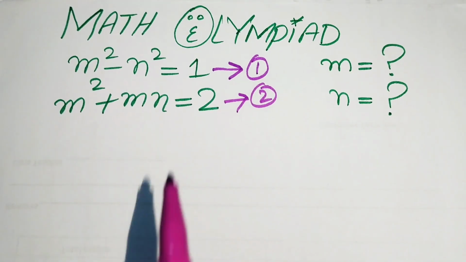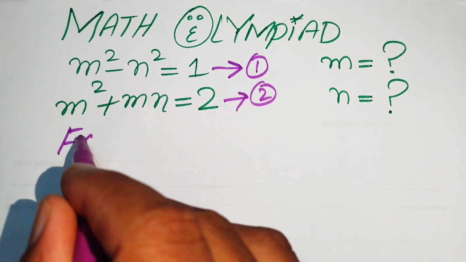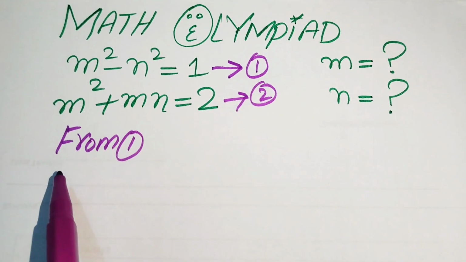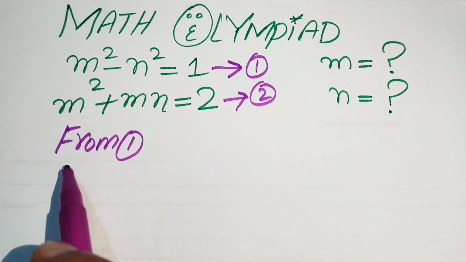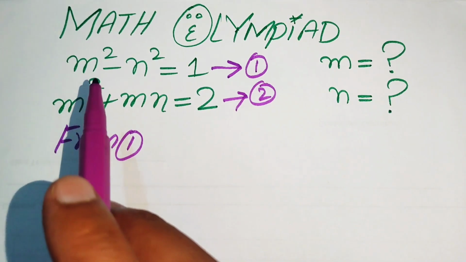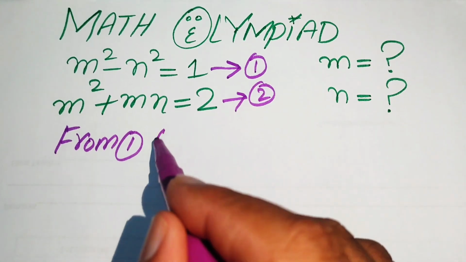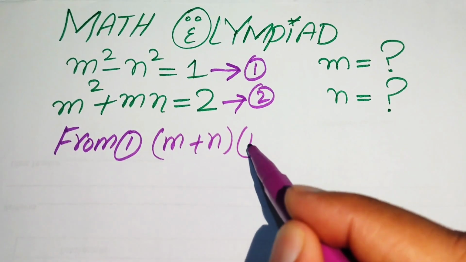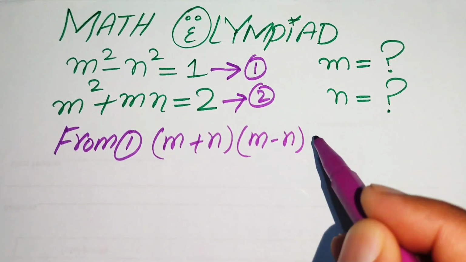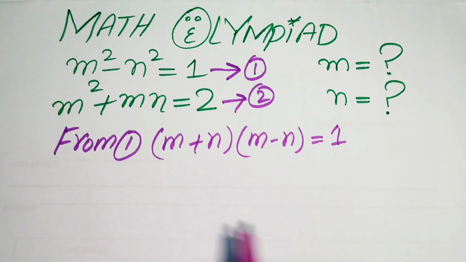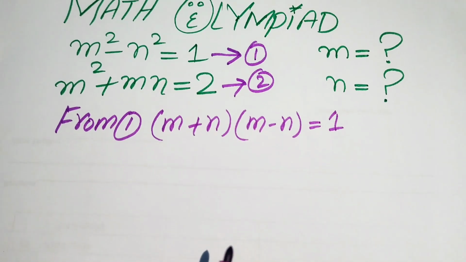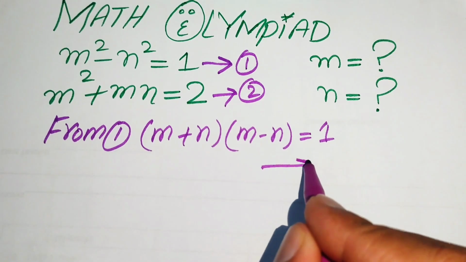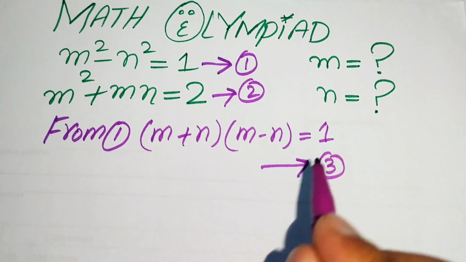And now first we focus on equation number 1, and from equation number 1 you see here this is our nice square identity, and we know about this identity. If we have m square minus n square, it is equals to m plus n times of m minus n equals to 1. And now in the next step we focus on equation number 2, and first we call this our equation number 3.